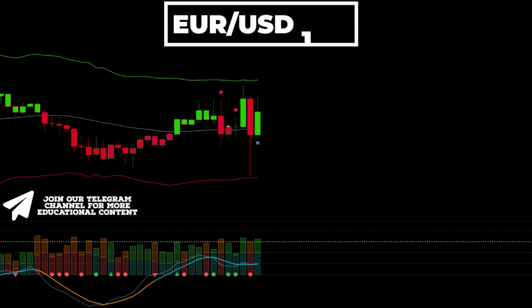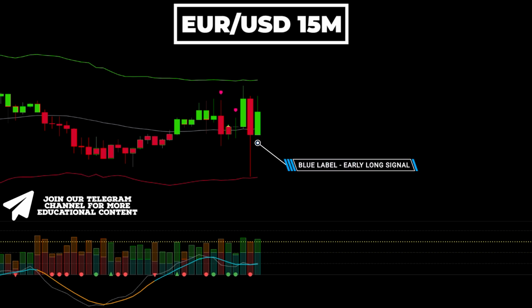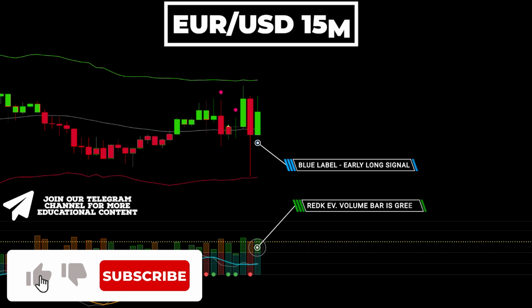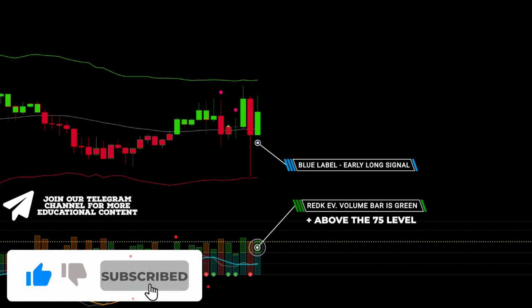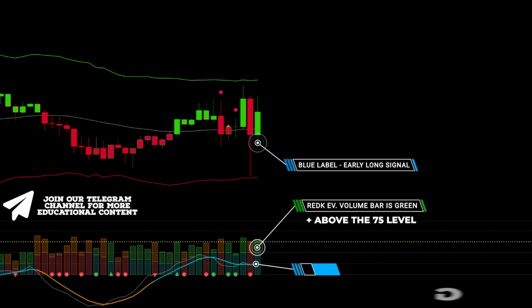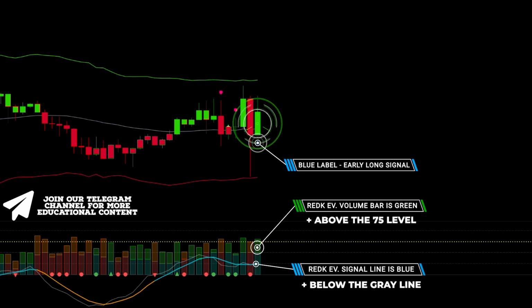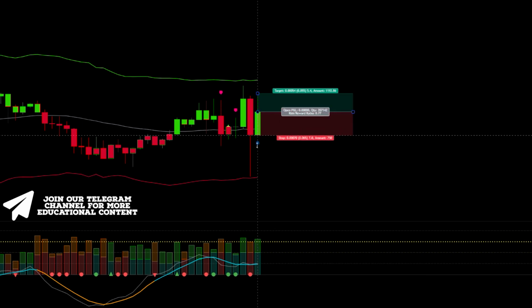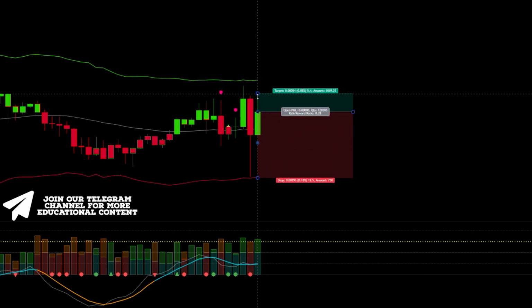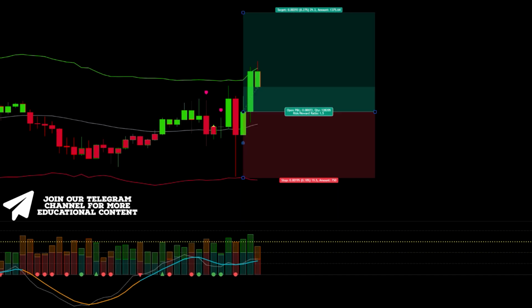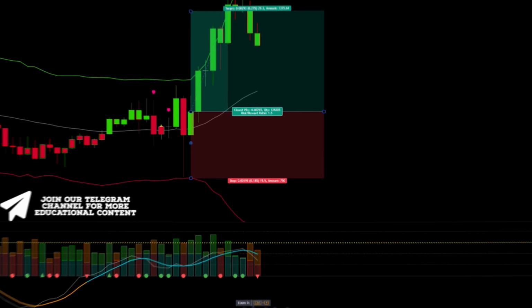With that, the KNN indicator printed a blue label right here, giving us a buy signal. Next, the volume bar is green and is above the 75 level. Moreover, the signal line is blue. Finally, the buy signal appears between 2 deviation bands and the candle color is green. We place a stop loss below the recent low and target 1.5 for 1 risk to reward. Boom, the price easily hit our target.